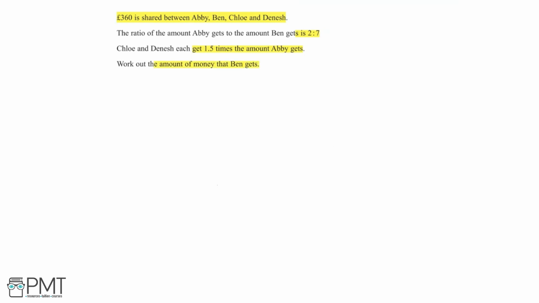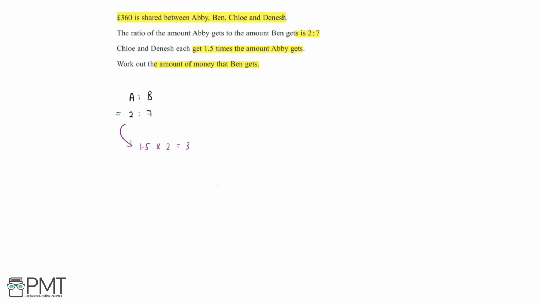So we're told that the ratio of the amount of money that Abby gets to the amount that Ben gets is 2 to 7, so we can write that down below. But now we're also told that Chloe and Dinesh each get 1.5 times the amount that Abby gets, which means that their ratio will be 1.5 times greater than Abby's. And so 2 multiplied by 1.5 is equal to 3.